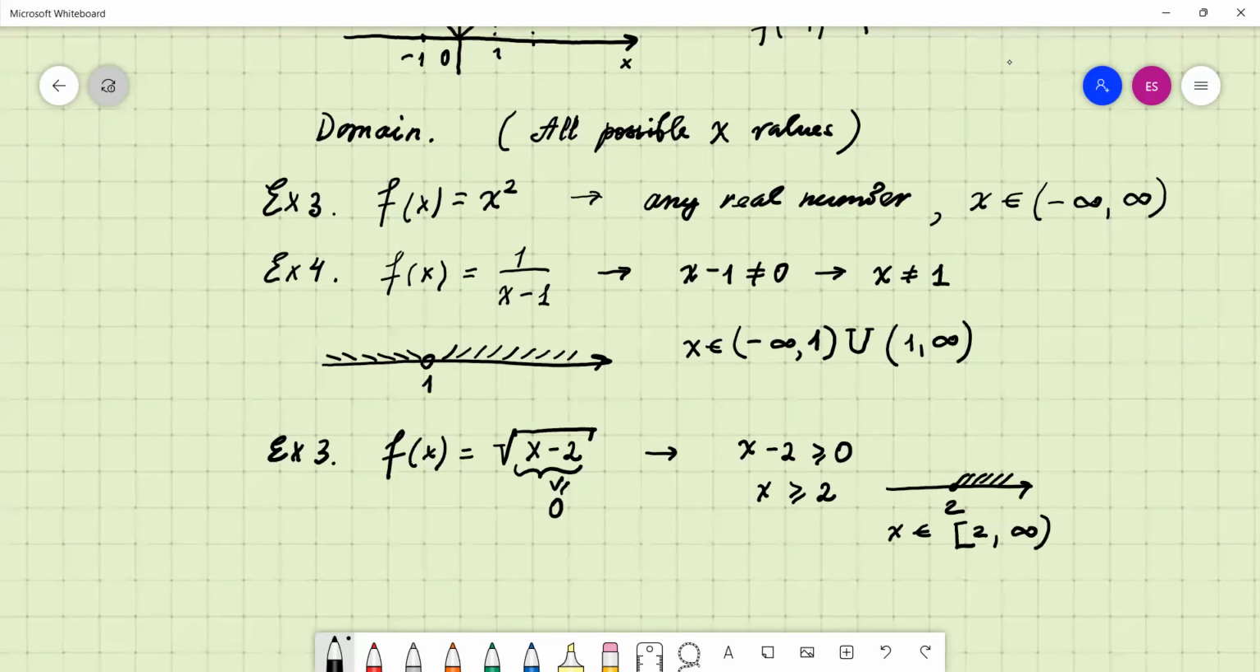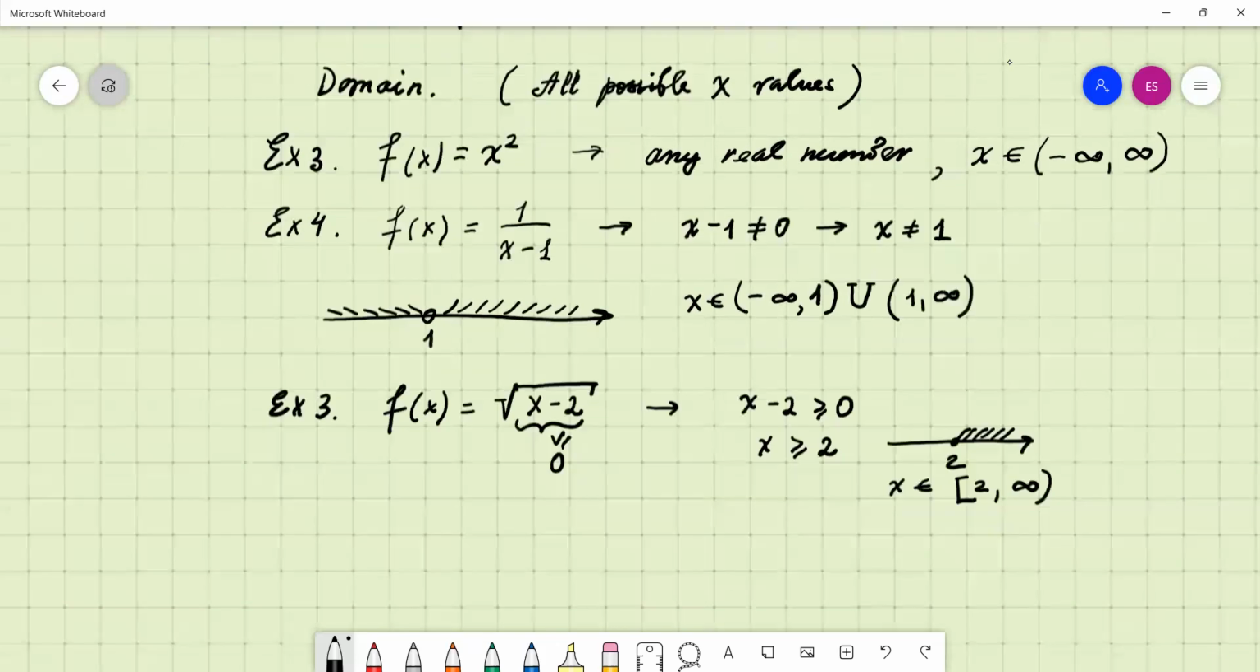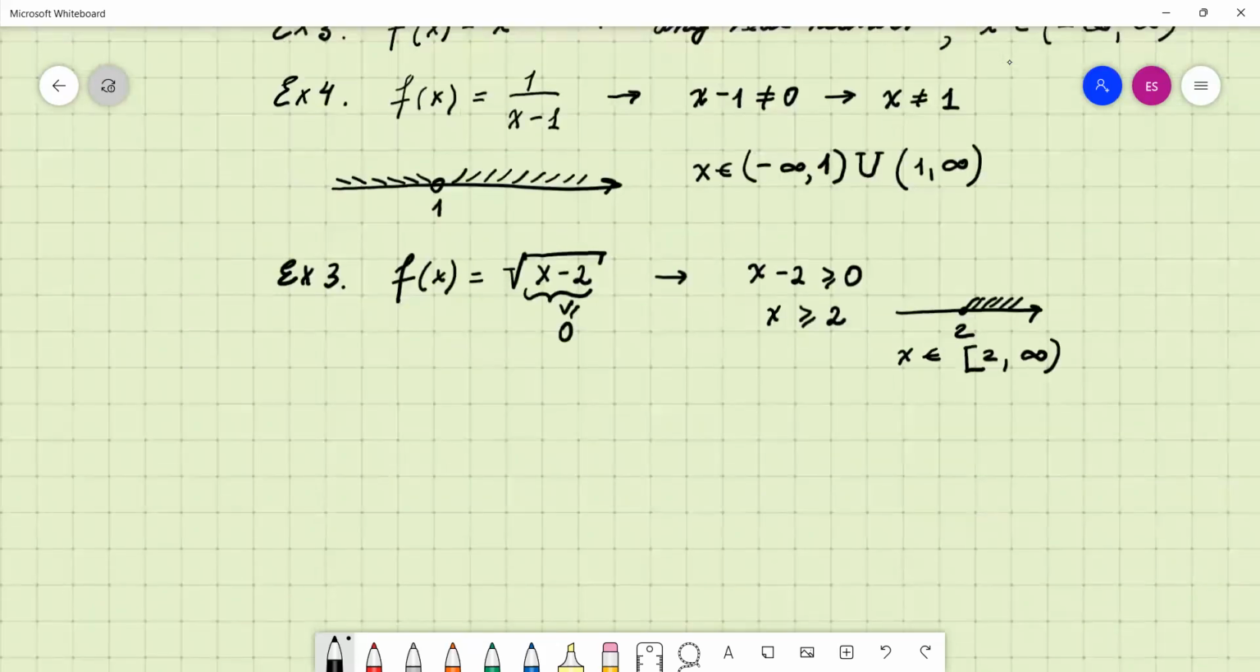Why do we include 2 here? Well, because the square root of 0 is 0, because we know that 0 multiplied by 0 is 0. So if you extract the square root of 0, it's going to be 0. Okay, so we know how to find domains.